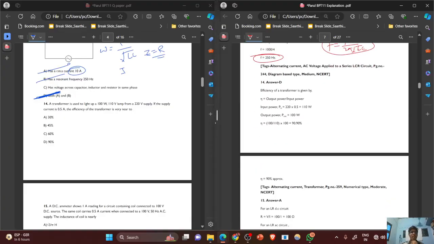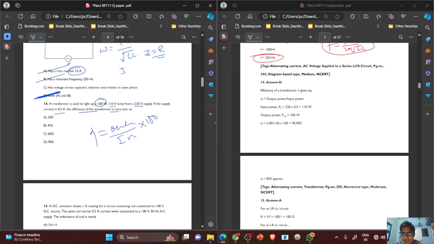Now moving ahead, again the question of transformer. A transformer is used to light up a 100 watt, 110 volt bulb from a 220 volt supply. If the supply current is this, find the efficiency of the transformer. Generally, efficiency is given by the output power by input power into 100.